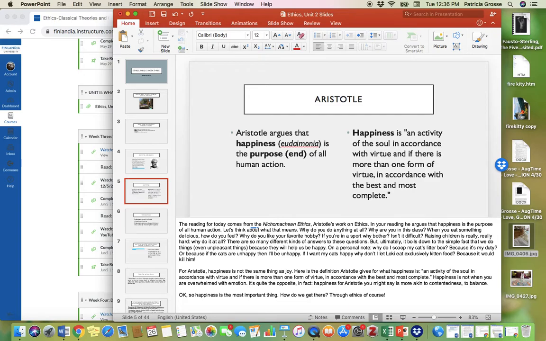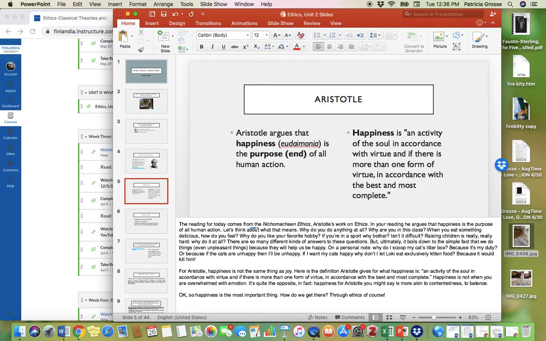For Aristotle, happiness is not the same thing as joy. Here's the definition Aristotle gives for what happiness is. It's an activity of the soul in accordance with virtue, and if there is more than one form of virtue, in accordance with the best and most complete. Happiness is not when you're overwhelmed with emotion. It's quite the opposite, in fact. Happiness for Aristotle, you might say, is more akin to contentedness, to balance.